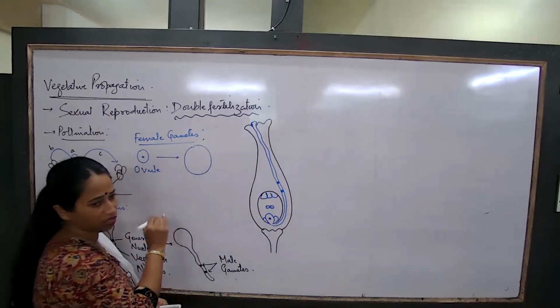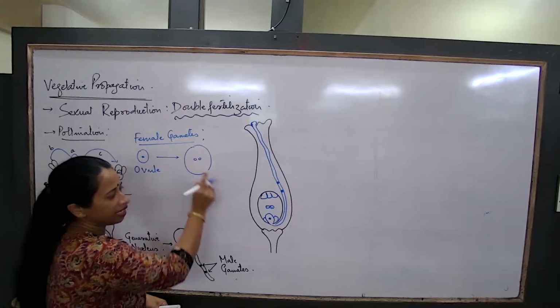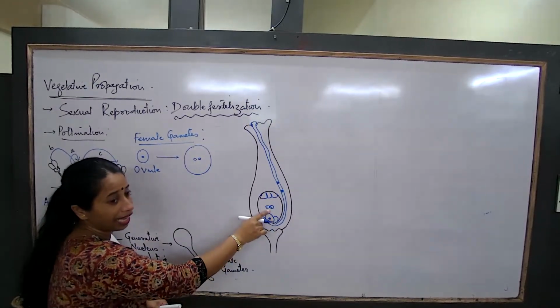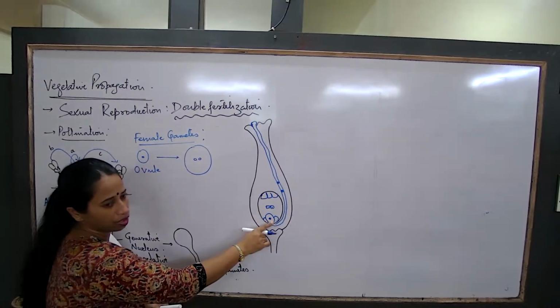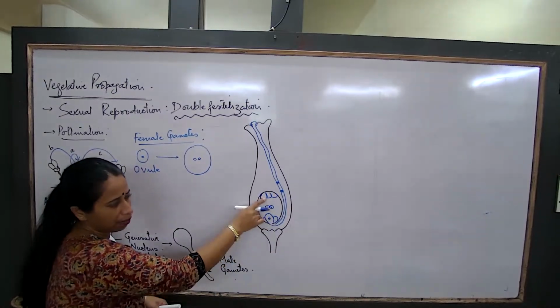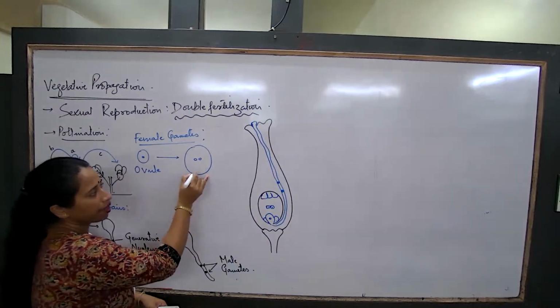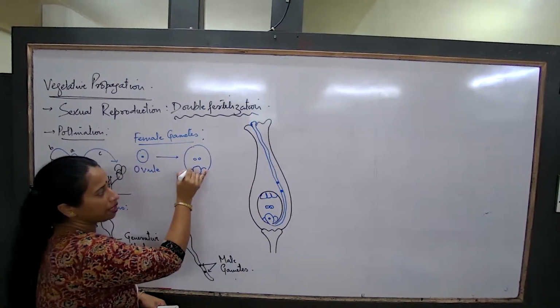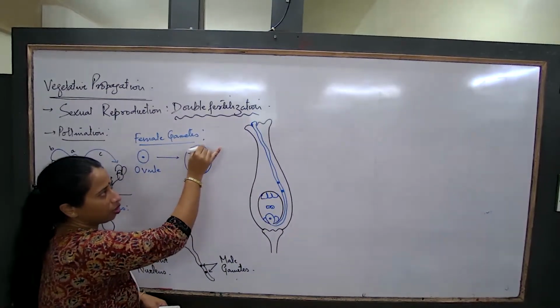How many gametes in the ovule? 8, 2, 6, and 6, no? 6 up there, 3, and then 8 there. So what are the names of the gametes? That also you'll have to remember, and their location.